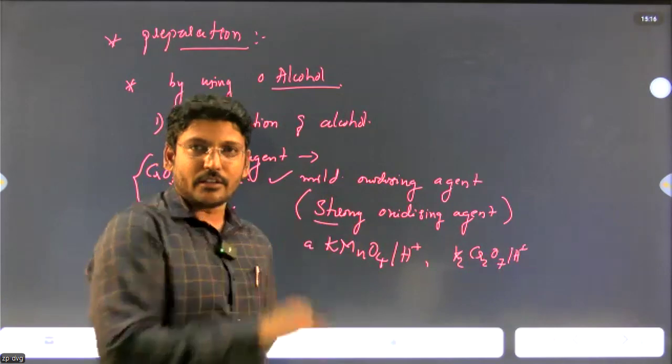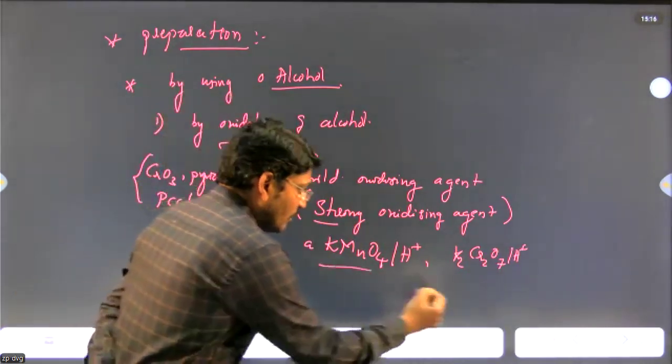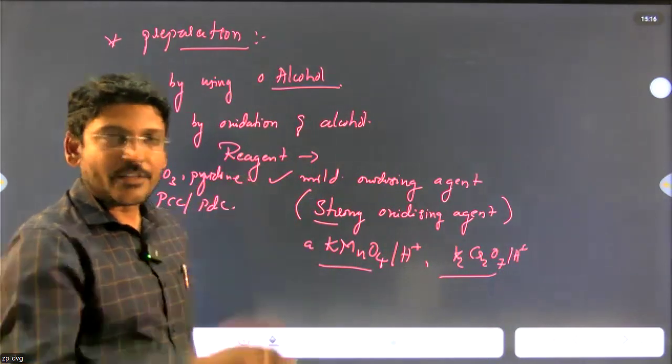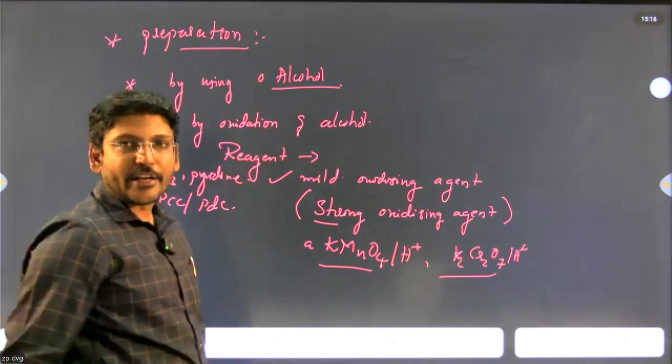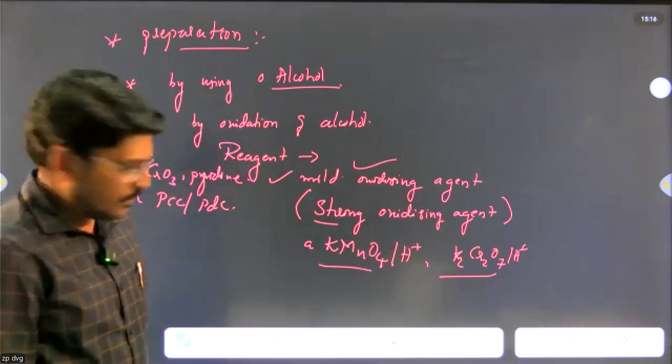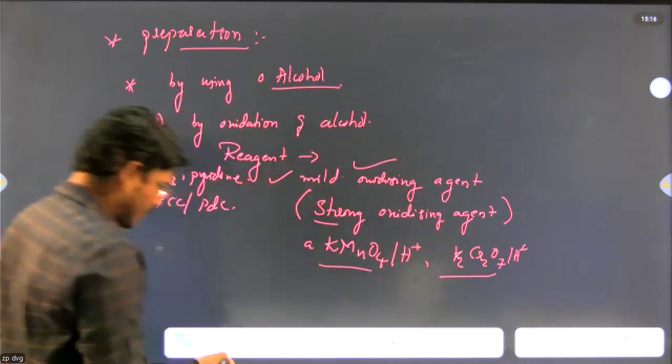So normally these are all strong oxidizing agents. They are able to convert alcohol into a carboxylic acid. They never stop at aldehyde, otherwise ketones. That means to prepare aldehyde and ketone, we compulsorily have to use a mild oxidizing agent. So let us see how these undergo oxidation.